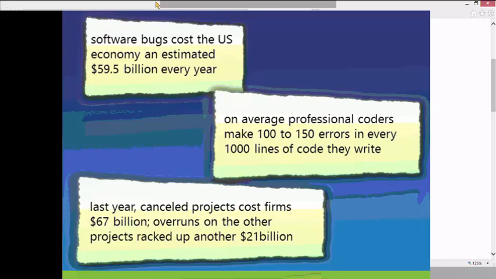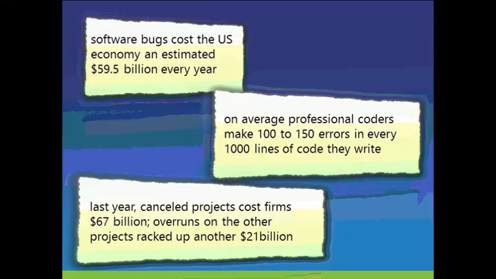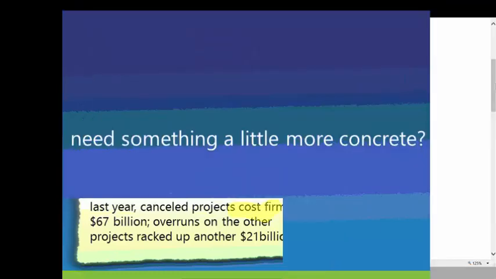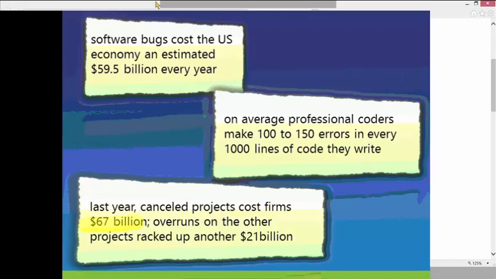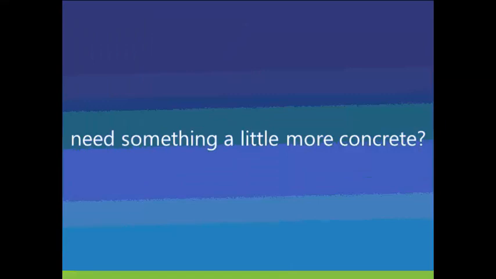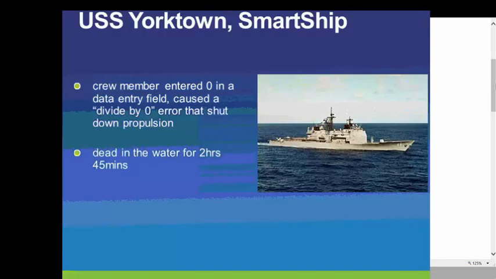Software bugs cost the U.S. economy an estimated $60 billion every year. On average, a professional coder makes about 100 to 150 errors in every 1,000 lines of code that they write. And last year, canceled projects cost firms almost $67 billion. An overrun or mismanaged project racked up another $21 billion. These are big numbers, and here are some concrete examples of what happens when things go bad.